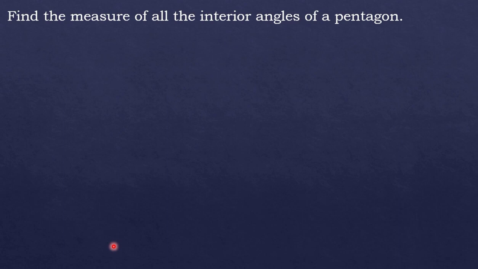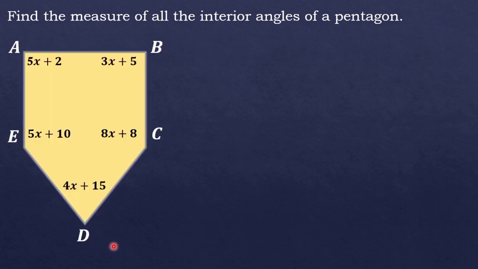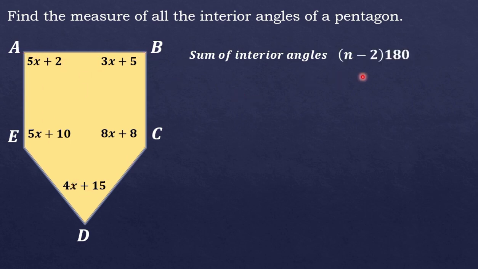Find the measure of all the interior angles of a pentagon. So, dito naman, interior angles. But as you can see, meron na tayo, magsosolve na tayo algebraically. Okay? So, paano natin kukunin? Kunin mo muna ang sum ng interior angles ng pentagon. So, this is a pentagon. So, 5 sides. Okay? So, we have n minus 2 times 180. So, 5 sides, 5 minus 2, that is 3. Times 180, that is 540. So, nakuha mo na. Dapat 540 po ang sum ng interior angles.